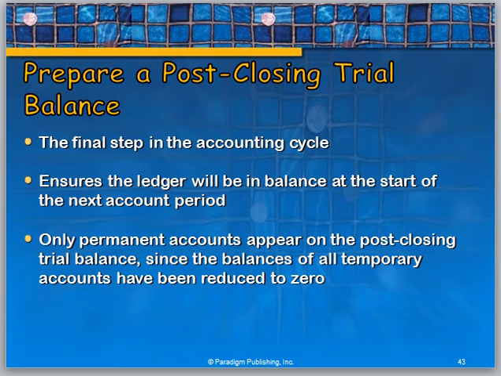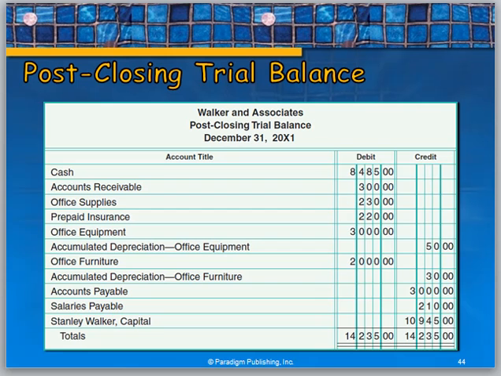Now, only permanent accounts appear on the post-closing trial balance, because all of your temporary accounts have been reduced to a zero balance. Here you see an example of your post-closing trial balance.